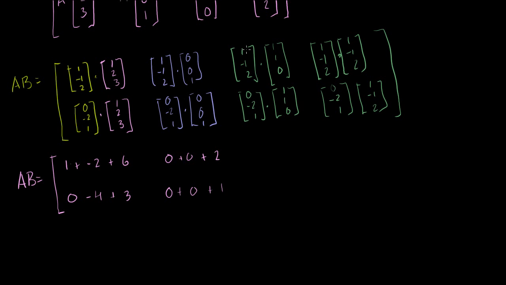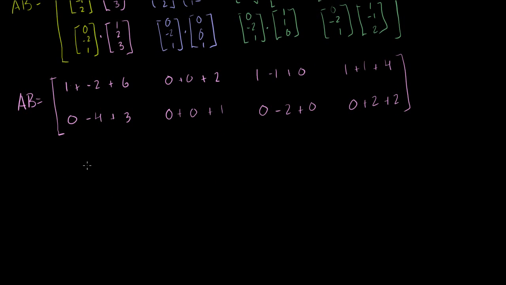Then here you have 1 times 1 is 1, plus -1 times 1 is -1, plus 2 times 0. So plus 0. Here 0 times 1 is 0. Minus 2 times 1 is minus 2. And then 1 times 0 is plus 0. Almost done. 1 times 1 is 1. Minus 1 times minus 1 is 1. 2 times 2 is 4. Finally, 0 times 1 is 0. Minus 2 times minus 1 is 2. 1 times 2 is also 2. And we're in the home stretch.